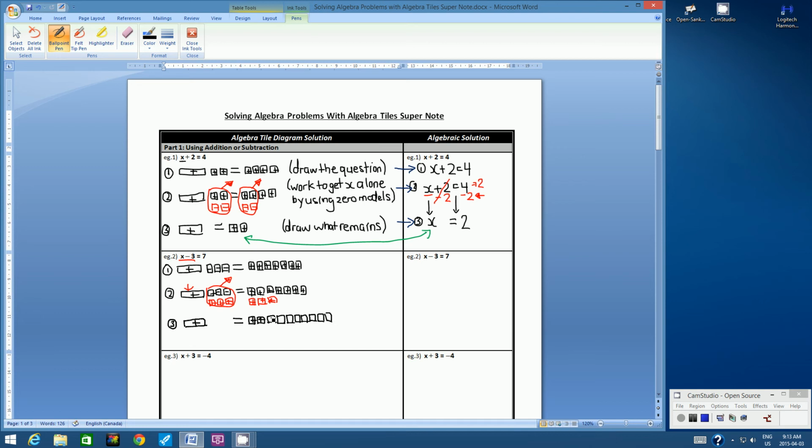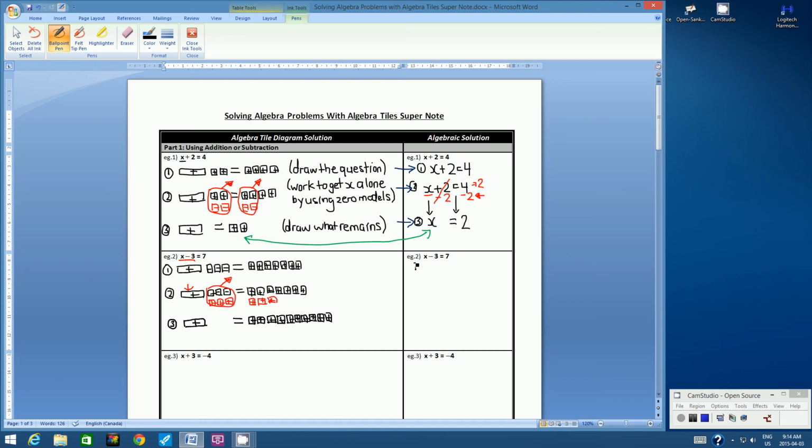One, two, three, four, five, six, seven, eight, nine, ten. All right, so that should be our answer. How would you say this? x equals positive 10, or x equals 10. Okay, so let's do it algebraically now.